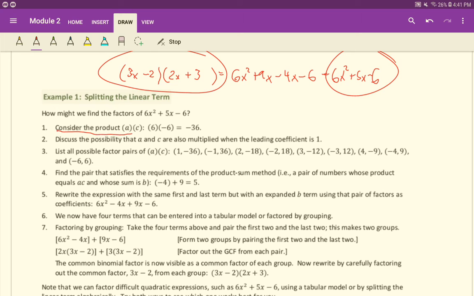Consider the product AC, 6 times -6. Where's A and C? Where did that come from? So in order, the number 6 is the A, the positive 5 is the B, the negative 6 is the C. And so the strategy we can use is multiply A times C and we get negative 36. Okay?